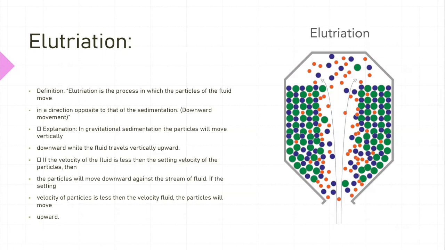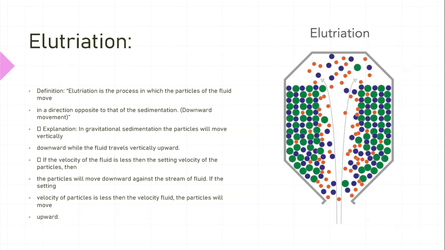Elutriation is a process in which the fluid moves in the direction opposite to the direction of sedimentation. In gravitational sedimentation, the particle moves vertically downwards while the fluid travels vertically upwards. Usually in gravitational sedimentation the particle is going down and the fluid is going up. Like in sedimented products, you have never seen the fluid at the bottom.